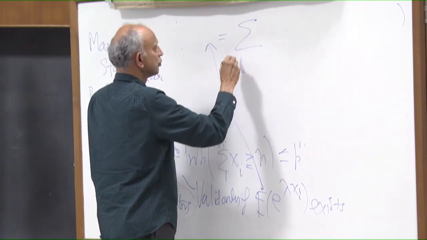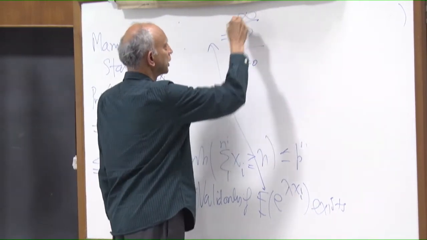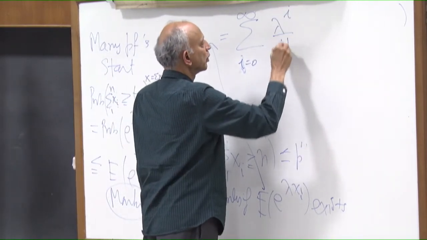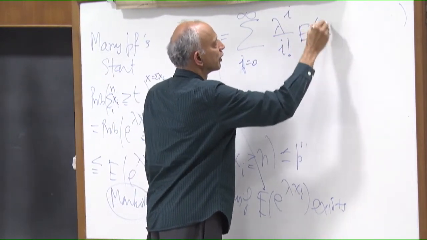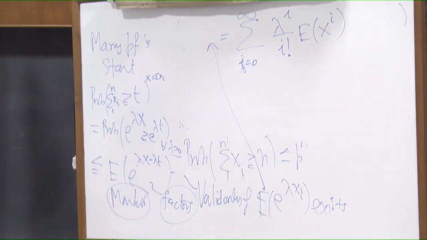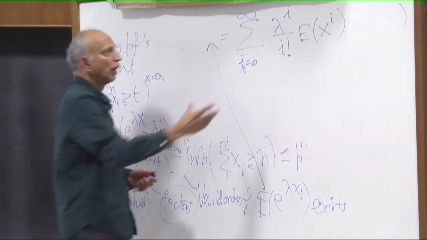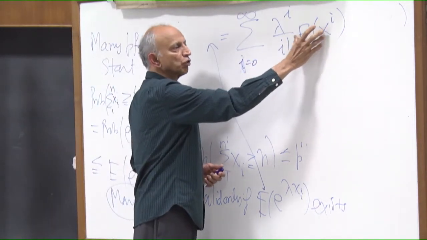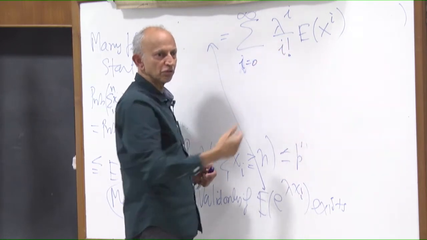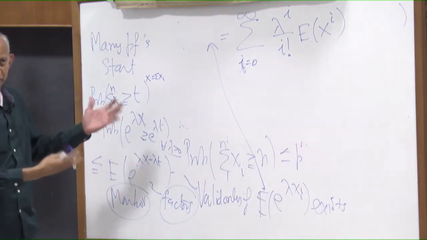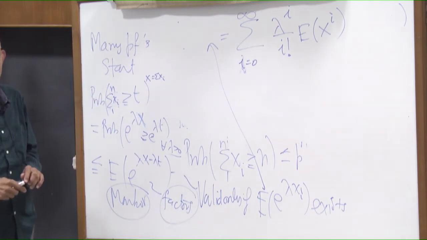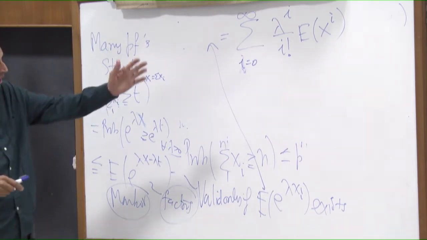I use t already, so I get the sum from i equals 0 to infinity of lambda to the i over i factorial times the expected value of x to the i. I'm just doing the exponential Taylor series. So if the expected value of x to the i grew faster than i factorial, there's no hope. This series does not converge, right? So this method may work for other reasons, but it is not likely to work. There may be cancellations, but it's not absolutely convergent.